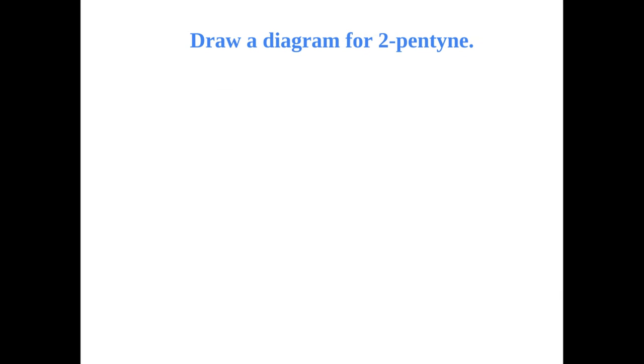So here is just continuing on with what we were talking about. 2-pentyne. The pent tells you how many carbons are in the long chain or the parent chain. So we've got 5 carbons. And where's the triple bond? It's at carbon 2. So 2-pentyne talks about the fact that the triple bond is in between carbon 2 and carbon 3.